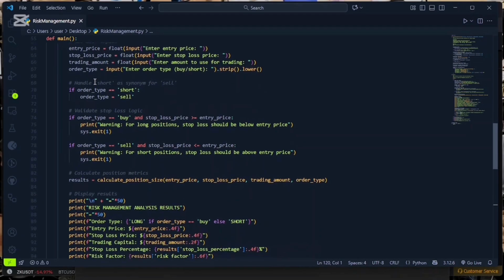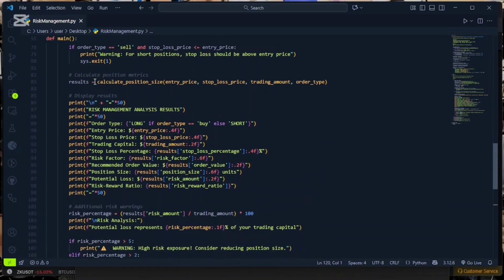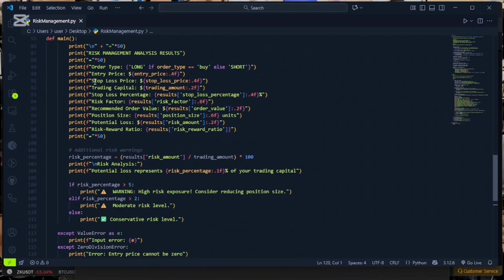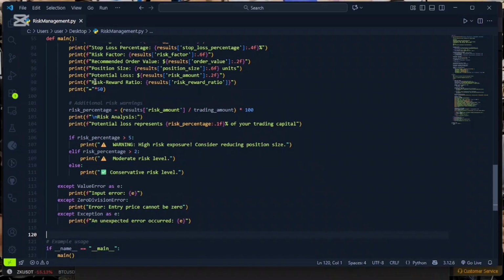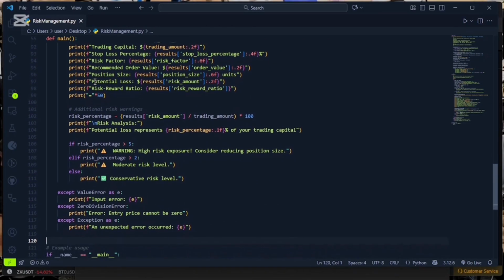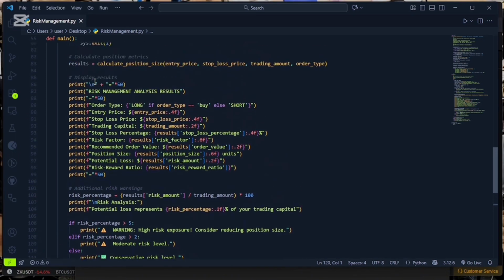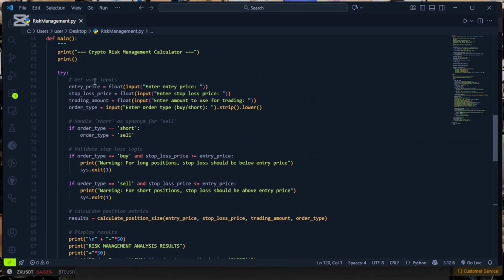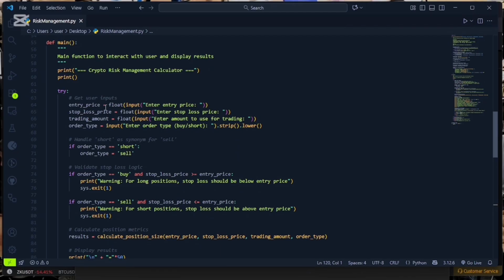And how do we calculate the order value? The order value is gotten by dividing our stop loss percentage by 100, then dividing our trading amount by the value gotten from dividing the stop loss percentage by 100. That is going to give us our order value.